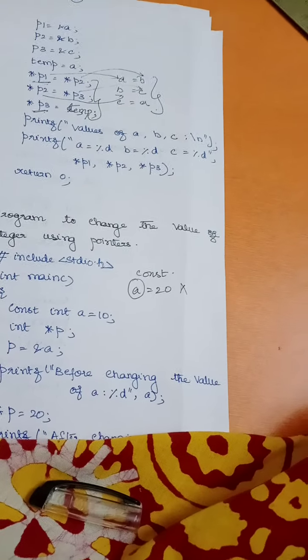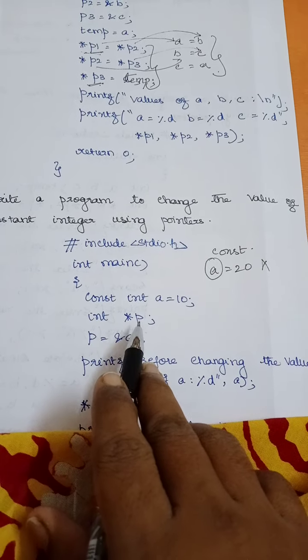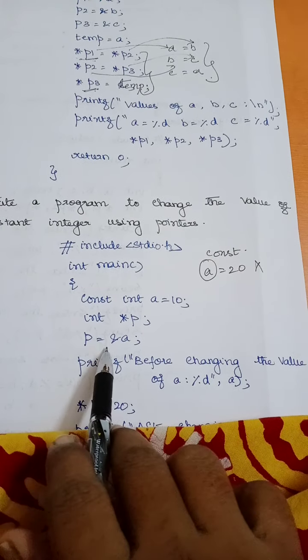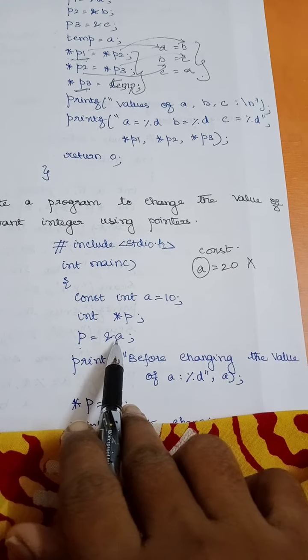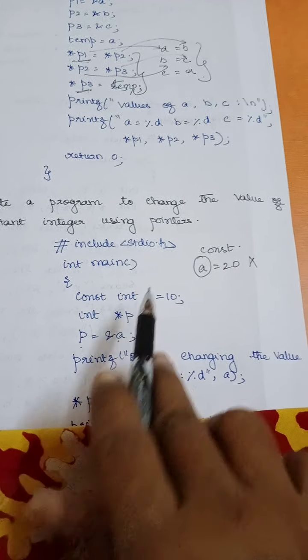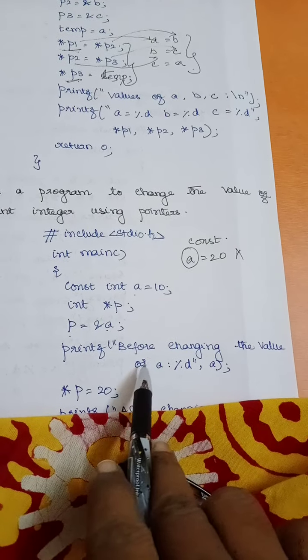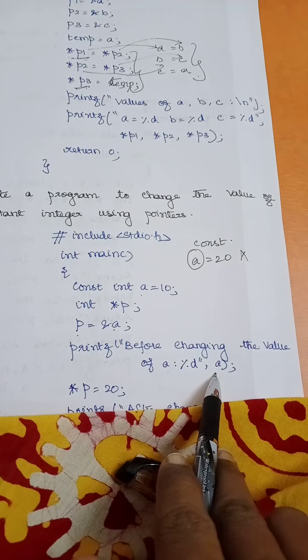Right? Now let us see how to change it using the pointer. int star p. Int star p means what? P is going to be the pointer variable of type integer. Now p equal to ampersand a. I am initializing the pointer variable with the address of a. So p is now pointing to a. Now printf before changing the value of a. So what is the value of a now? 10. So the 10 will be printed here, right?